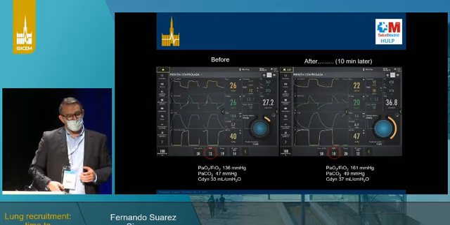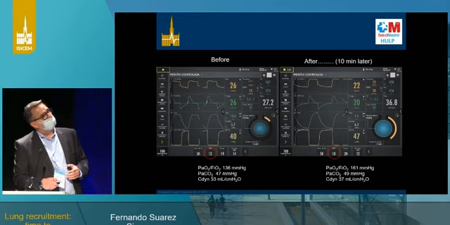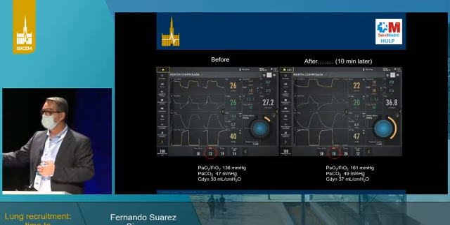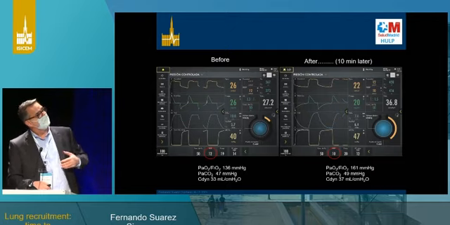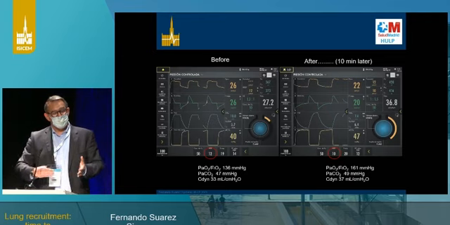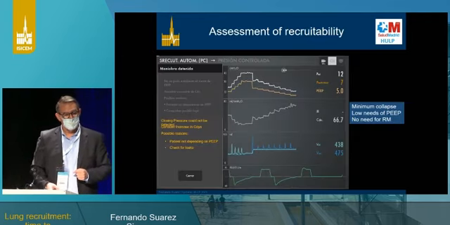So here's the before and after. And you see here we actually have a reduction in PEEP. So this intervention allowed us to adjust the PEEP to the lower end, from 12 to 10, with a better compliance and a lower plateau pressure, in the hope that we could maintain this for the hours to come, ventilating the patient.